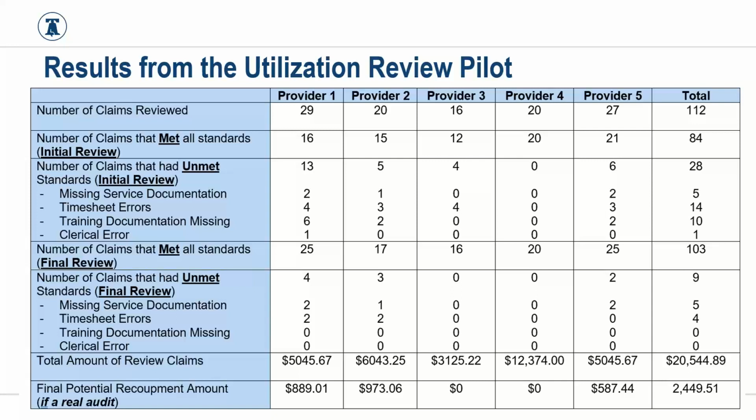So the last 2 rows just give you an idea of the amount of the claims. The total for all 112 claims would have added up to a little over 20,000. And then if this had been a real audit at the time of the final reviews, only about 2,500 or less would have been possible recoupment amounts. So just giving you an idea of what we found in terms of those results. All right, you can go to the next slide.